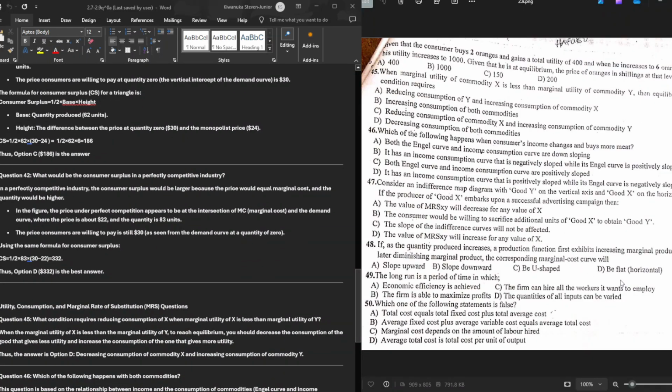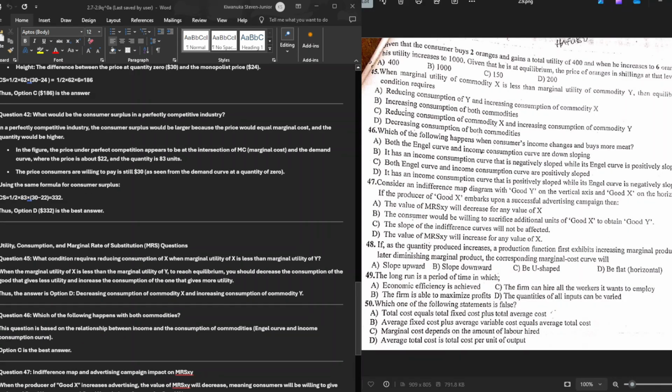We come to our remaining objectives here. Given the consumer buys two oranges and gains total utility of 400, and when he increases to 6 oranges, his utility increases to 1000. Given that he's at equilibrium, the price of oranges in shillings at that level is, so this is marginal utility, and we covered this: for a consumer to attain equilibrium, the marginal utility should be equal to the price. That one is very important to note. That's how we can cast this number.